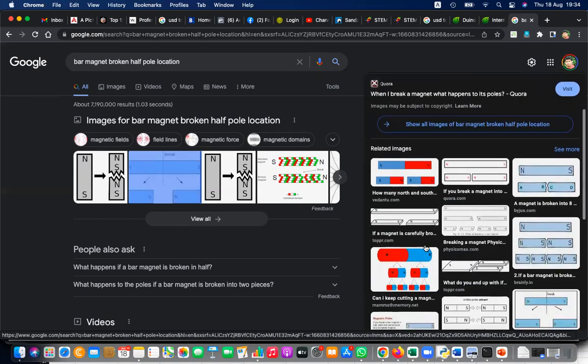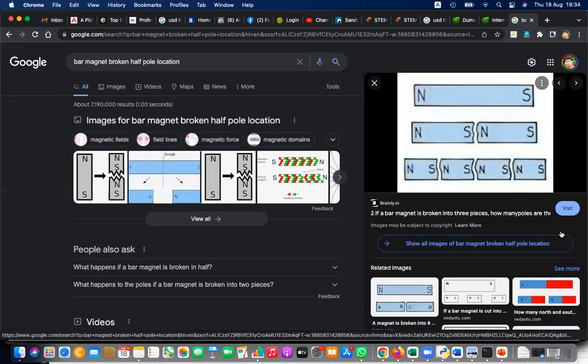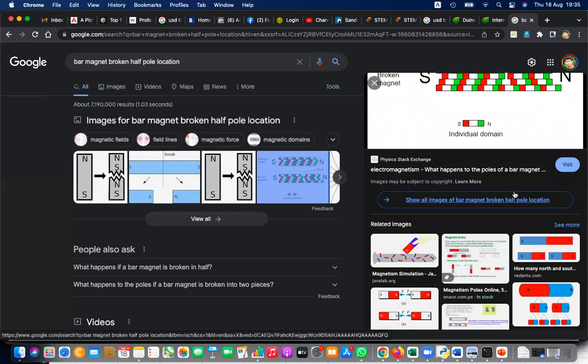Right? So this is what happens when you break down a magnet. If you break this down into multiple pieces, this is what happens. So this shows what is acting there. Individually, a magnet has one south and one north. But when it is broken down, it shows the other south and north poles. That is what is happening, right?